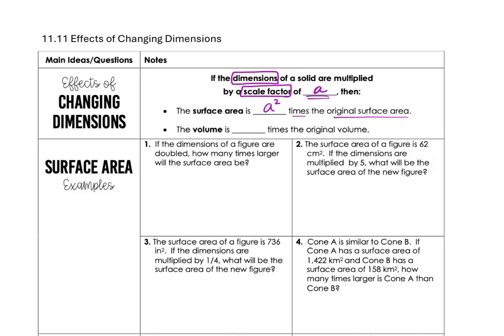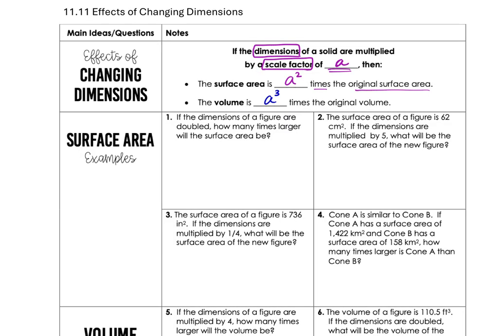Volume, same thing. If your scale factor is A, your volume is going to be A cubed times bigger, okay? Which is very similar to what we talked about yesterday. It just maybe looks a little different. I'm going to encourage you today to just keep setting up a proportion. If you can set up the proportion, I think it makes a little more sense. But you don't have to. There are other ways around it.